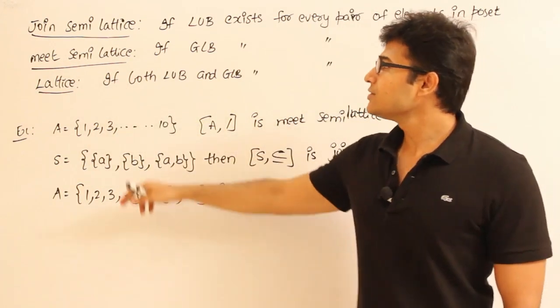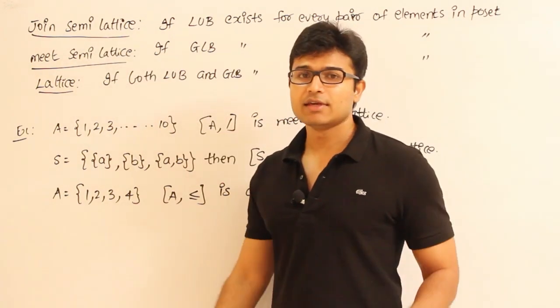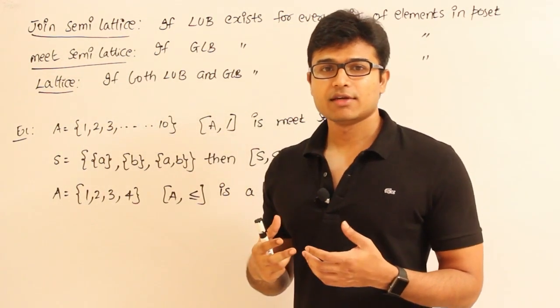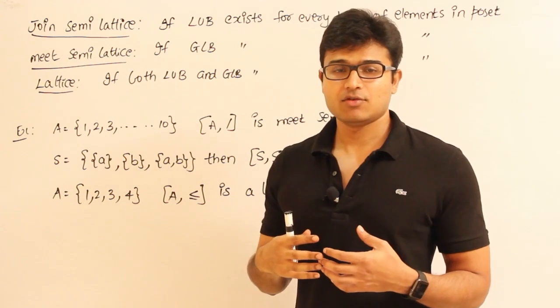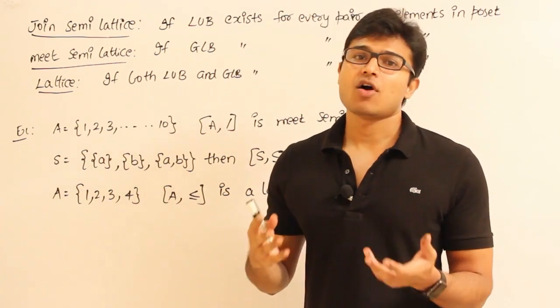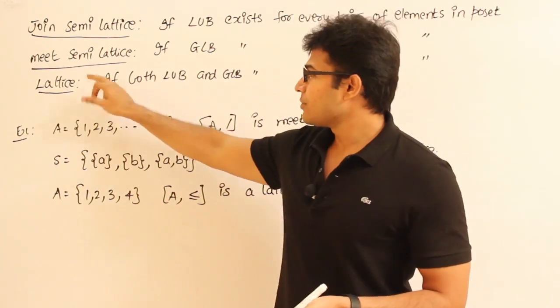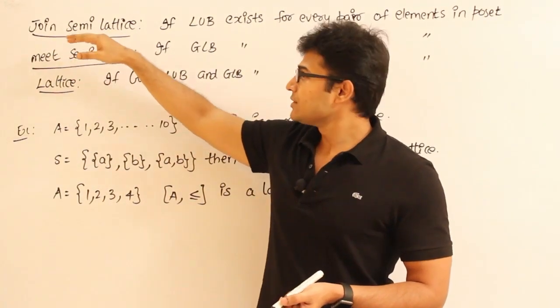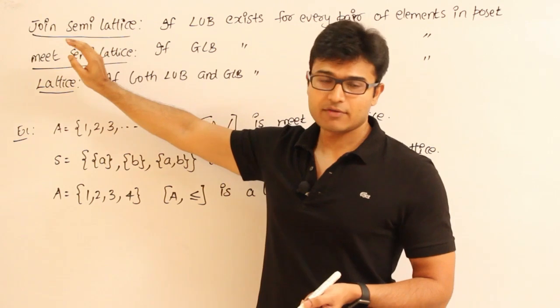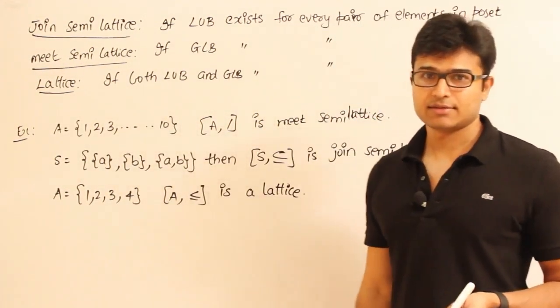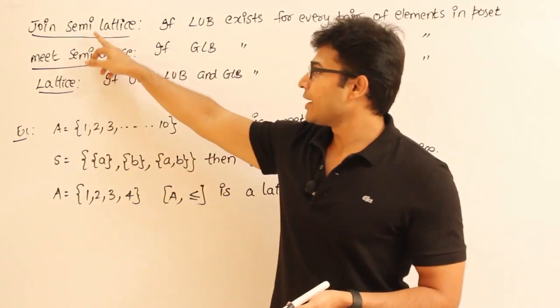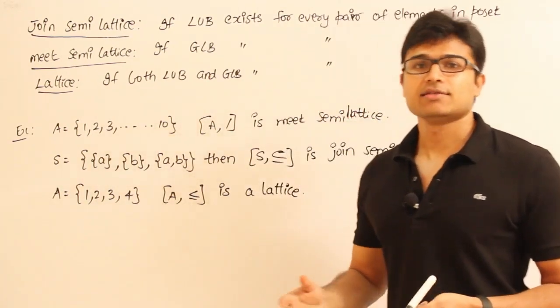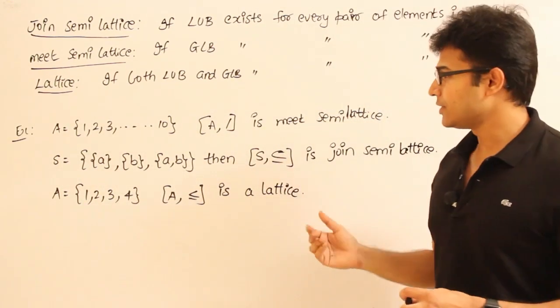Got it? So why is it called semi? The property to be satisfied to become a lattice is only half fulfilled. To become a lattice, you have to be both join as well as meet, and since it is only half fulfilled, we call it a semi-lattice. Okay, so with examples it will be even clearer. We shall see the examples now.